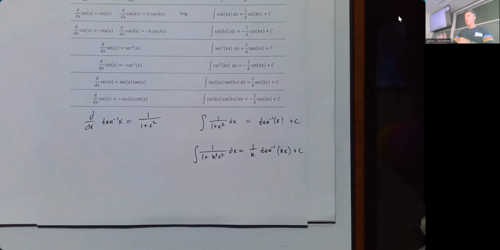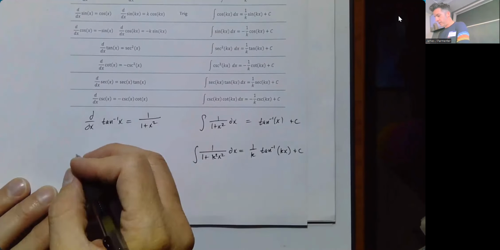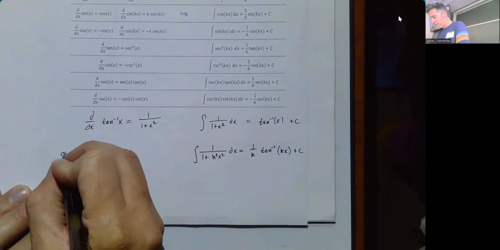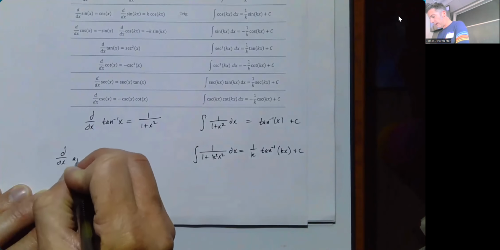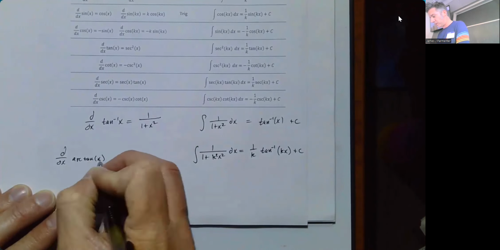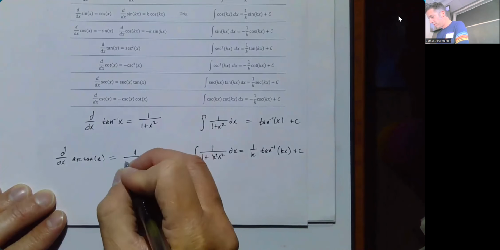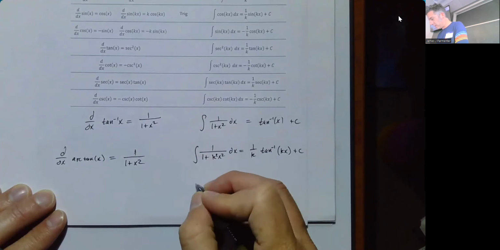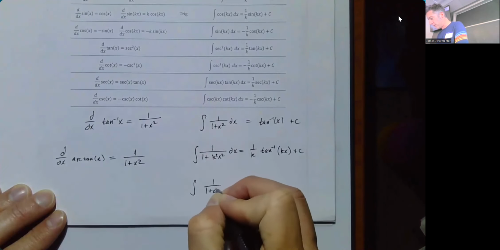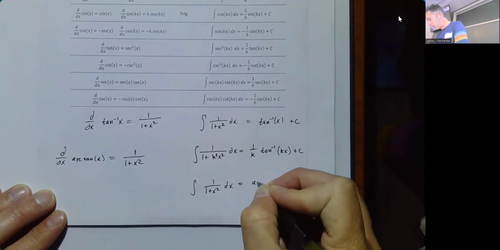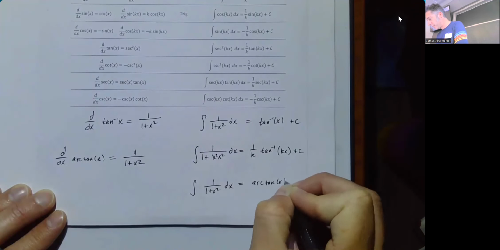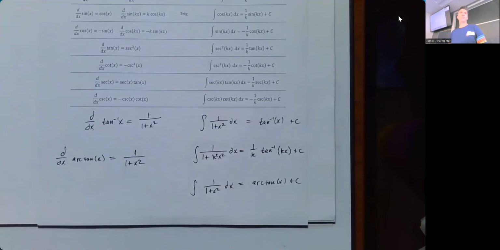Also, just for fun, you could write this as the derivative of the arctangent of x if you prefer. And I kind of do prefer that notation, arctangent. And so the integral of 1 over 1 plus x squared, you could also write as the arctangent of x. It's just a different name for the same function.